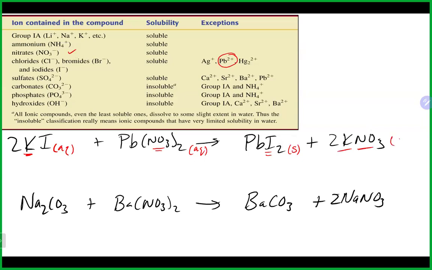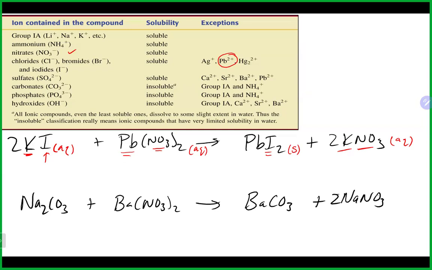You can look at either, and they both have no exceptions, and we would expect it to be soluble here. Once again, what's really happening is the lead from here and the iodide from here are going to come together and make a solid. The other guys are just going to kind of float around in the solution still, not making anything. Any questions on that there?